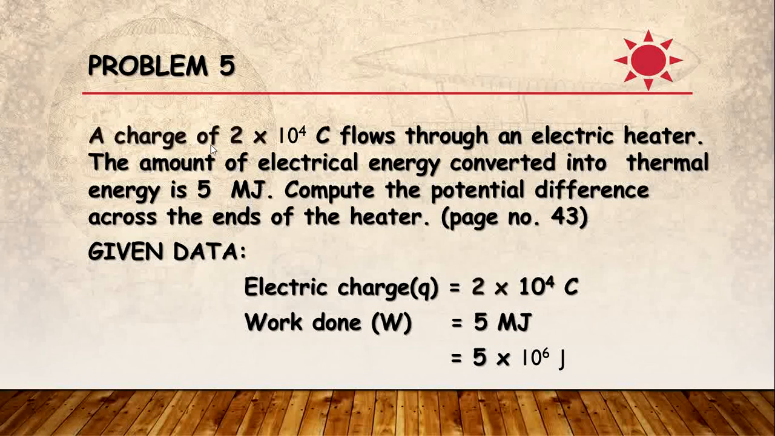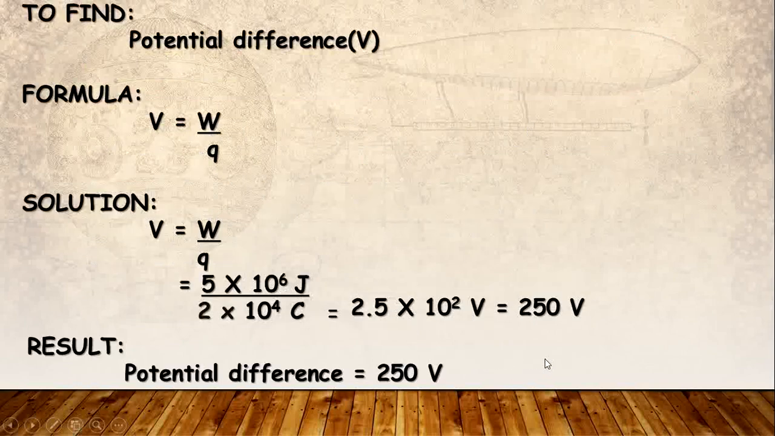The electric charge is given as 2 into 10 power 4 coulomb, and the electrical energy converted into thermal energy, that is the work done, is given as 5 megajoules. We have to find out the potential difference. So the electric charge Q is equal to 2 into 10 power 4 coulomb. Work done W is equal to 5 megajoules. This megajoules we have to write as 10 power 6 joules. So 5 into 10 power 6 joules. We have to find potential difference V.